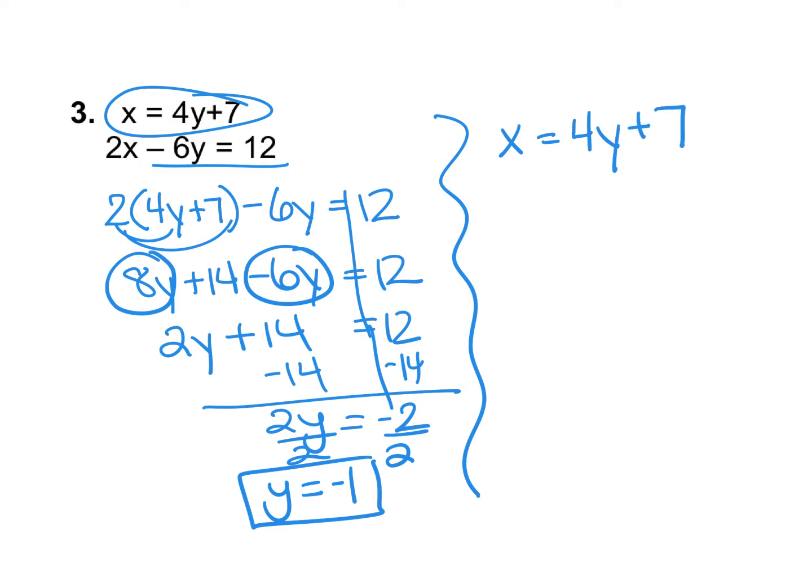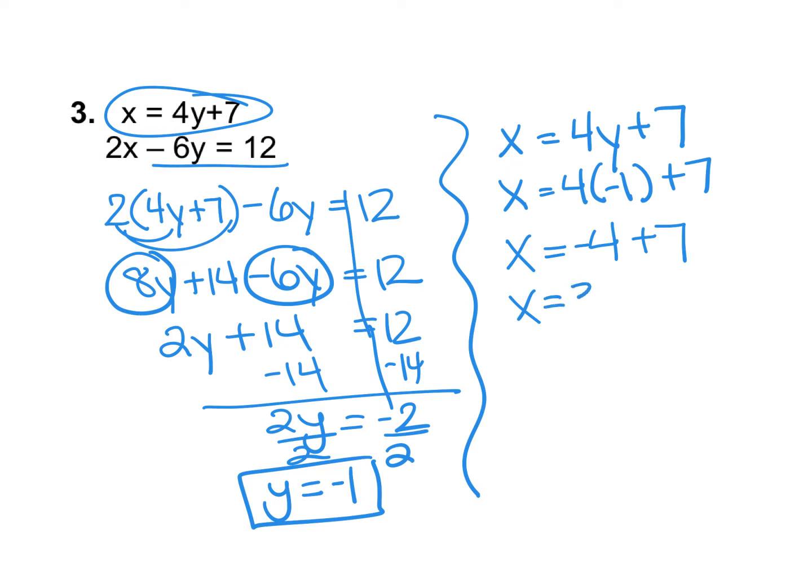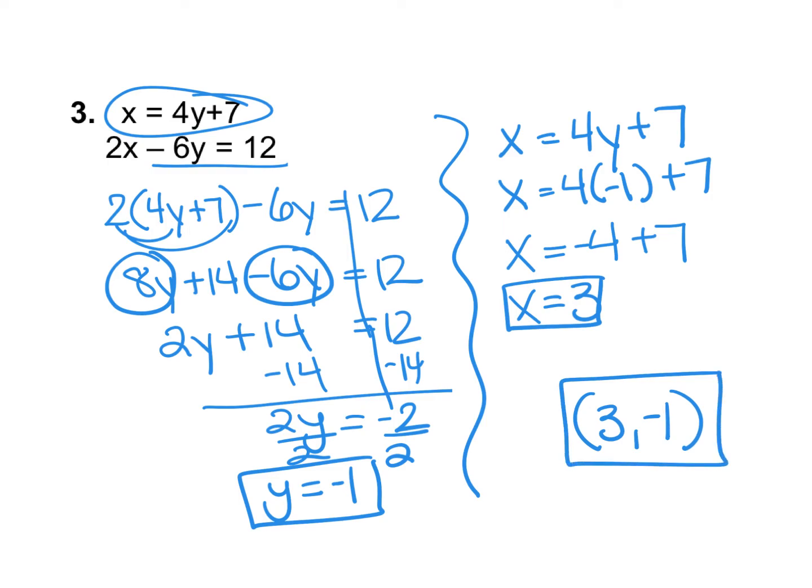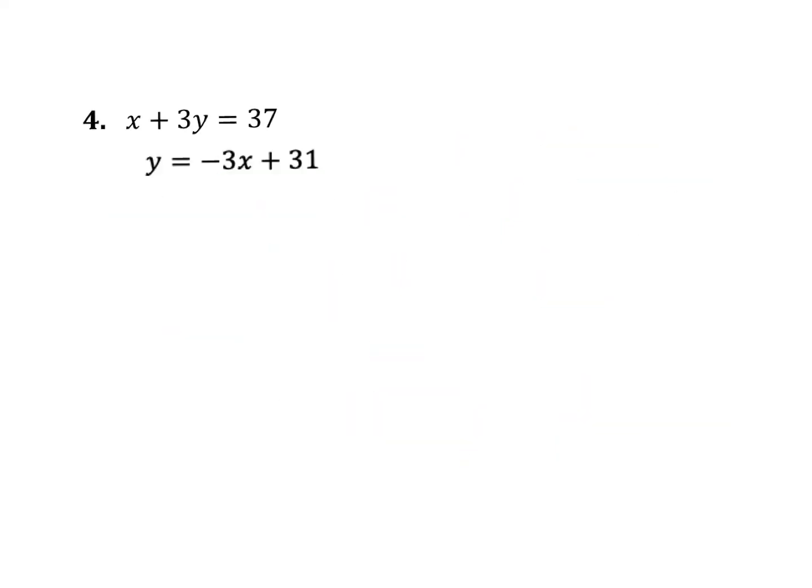All right, so now I've got my x is equal to 4 times, and we're saying y is negative 1, so we're just plugging it in. And we have x is equal to negative 4 plus 7. So I simplify, and x is equal to 3. So now that I have my x and I have my y, my solution to this one is 3, negative 1. So for this one, these two equations, graphed on a line, would come together at the 3, negative 1.